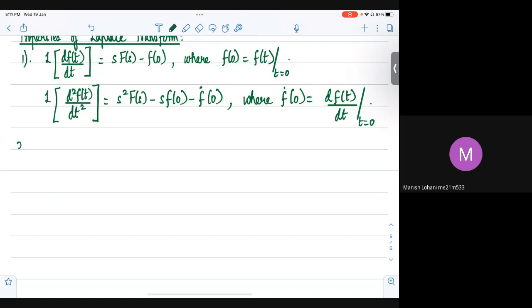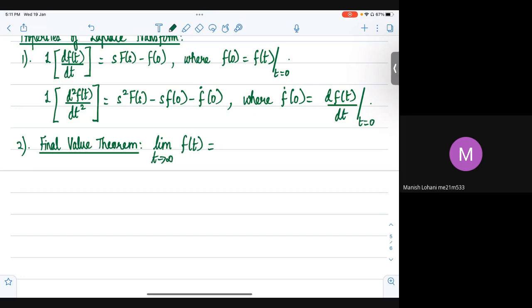Then a few more properties. The second property which I'm going to write down is what is called the final value theorem. So what is this final value theorem? The final value theorem can be used to figure out what will be the value of a function of time as time tends to infinity. So this is pretty useful.